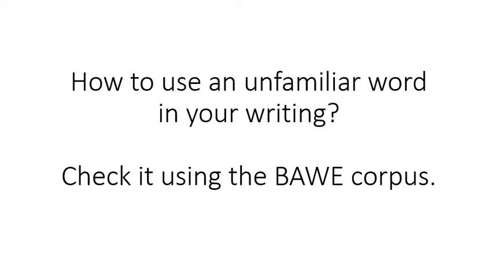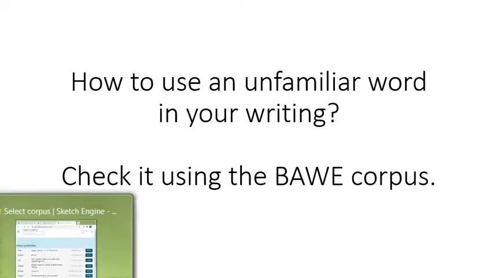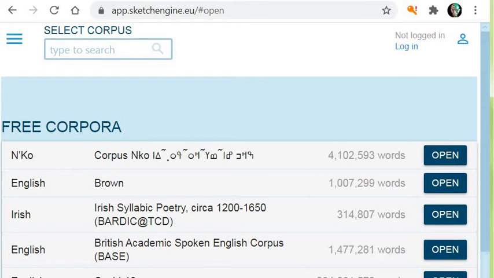BAWE stands for British Academic Written English Corpus. Corpus just means a body. In this case, it's a body of texts. It's actually a collection of academic papers. So you can check how the word you want to know about is used in a collection of academic papers, basically. So let's have a look.